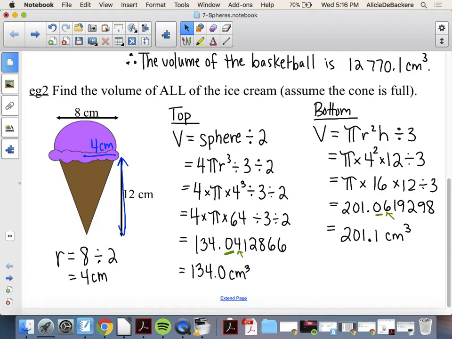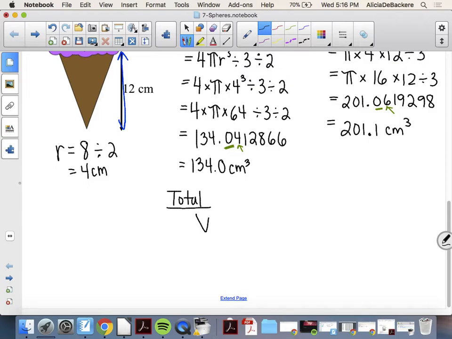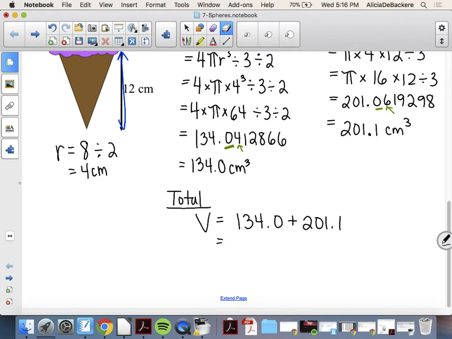Now the question, I'm going back and rereading the question. It says, find the volume of all of the ice cream. I found the ice cream on the top and the ice cream on the bottom. I need to put it together so that I have the total volume of ice cream. So my total volume is going to be the volume of the top plus the volume of the bottom. And all together I get 335.1 centimeters cubed. And then I'll write a sentence about the ice cream.